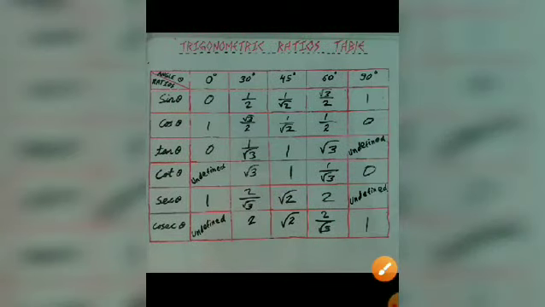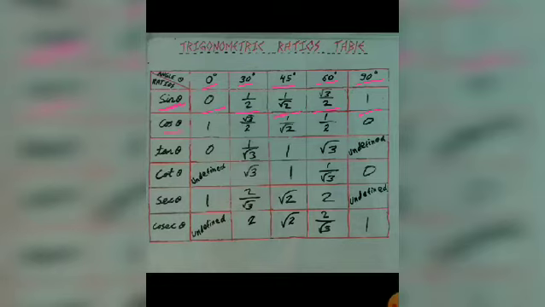And also we derived the values of trigonometric ratios, that is sine of angle 0 degree is 0, sine of angle 30 degree is half, sine of angle 45 degree is 1 by root 2, sine of angle 60 degree is root 3 by 2, sine of angle 90 degree is 1.